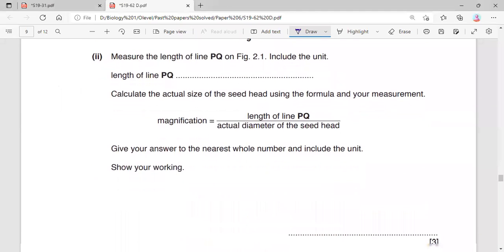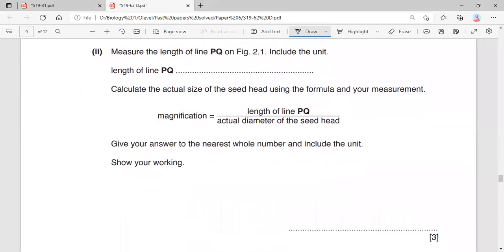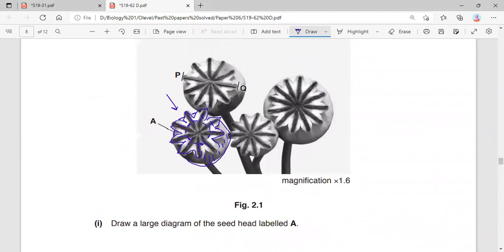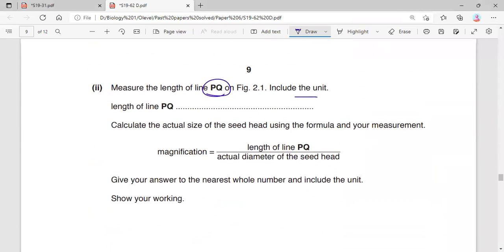After the drawing, it will give you a magnification question. Measure the length of PQ, include the unit. Using your ruler, you will measure the length of PQ in centimeters, and then you will write centimeter. Or if you want to put it in millimeter, then you will have to multiply by 10 and put the number that you measured using your ruler and next to it millimeter.